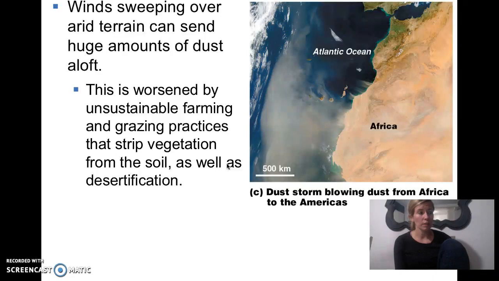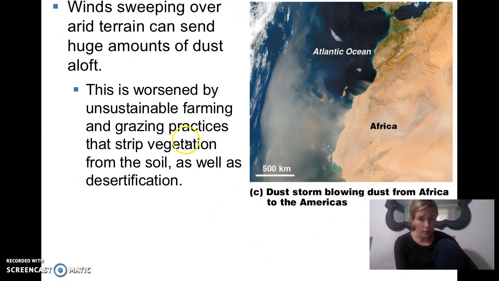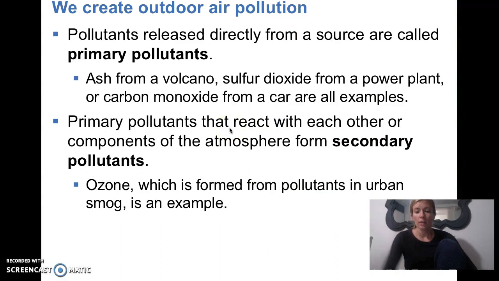Wind is also a naturally occurring source of pollution. Wind sweeping over arid terrain, meaning dry and warm, can send huge amounts of dust aloft. So winds can sweep up dust into the air that would be particulate matter. This is worsened by unsustainable farming and grazing practices that strip vegetation from the soil, as well as desertification. So this is taking us back a few chapters. Humans are making it worse as we practice unsustainable farming. So we are killing the land and depleting the soil, leading to desertification. This is actually dust blowing from Africa across the Atlantic Ocean to the Americas. So those are the natural ways.